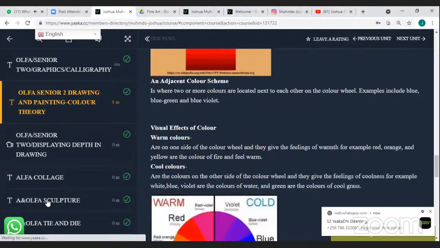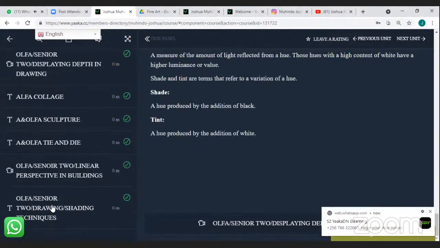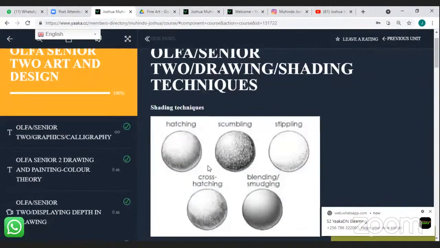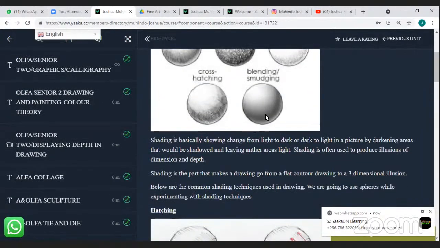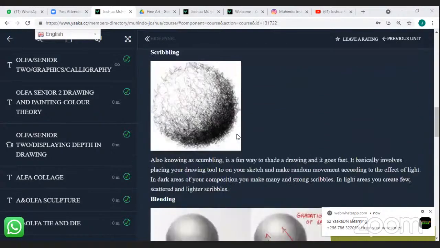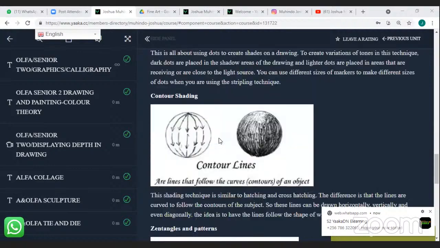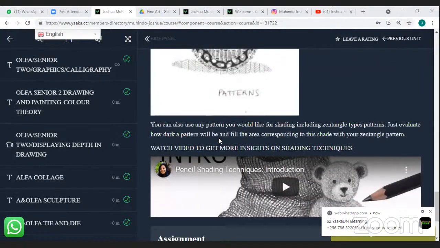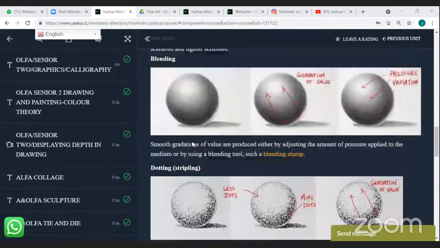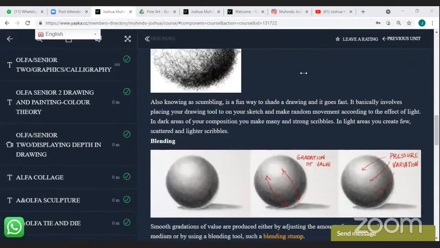Then we have also discussed these shading techniques. They are very, very important at our level of studying arts. So also try to go through them, and it will be good for me to receive some of the artworks you have done with the aid of the shading techniques, and we shall discuss them more.